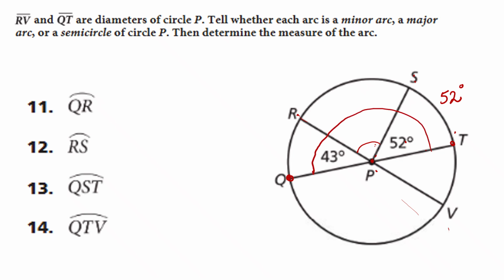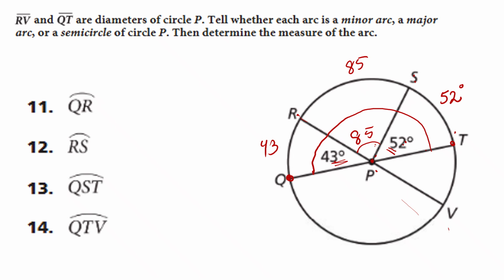So 180 minus 43 minus 52, because one of the angles has a measurement of 52 degrees, one angle has a measurement of 43 degrees. To find the measurement of angle RPS, we have to subtract 43 and 52 from 180 degrees. So you can write in the calculator 180 minus 52 minus 43 and you will get 85. So if this is 85, this is also 85. If this is 43, this is also 43.